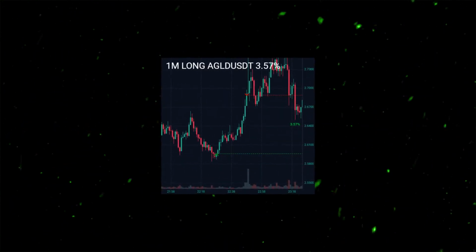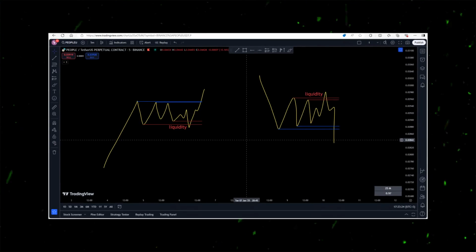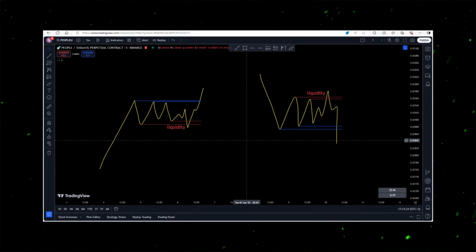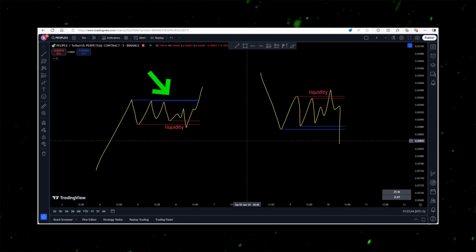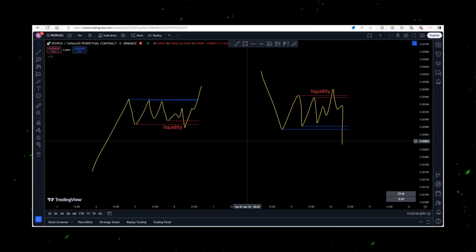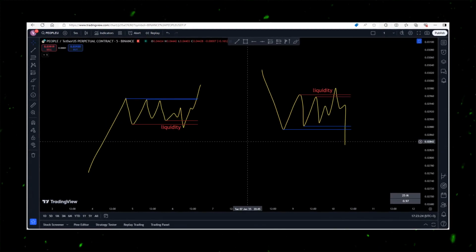The first and my favorite trading strategy is the liquidity breakout to break a level. So this is when a coin forms a flat and also levels above or below, and before breaking the level it first removes liquidity. Now, first things first.